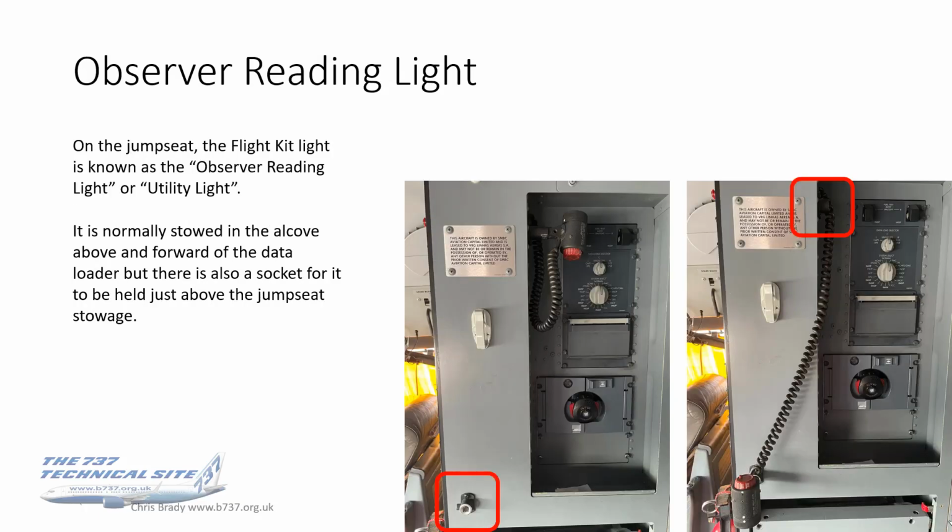The observer's reading light, again, it's a wander light for the observer. Officially known as the observer reading light or the utility light, and it's in that alcove just above and forward of the data loader. Note that there's an extra socket for it, just above the jump seat stowage, which you can see there in the second photo.